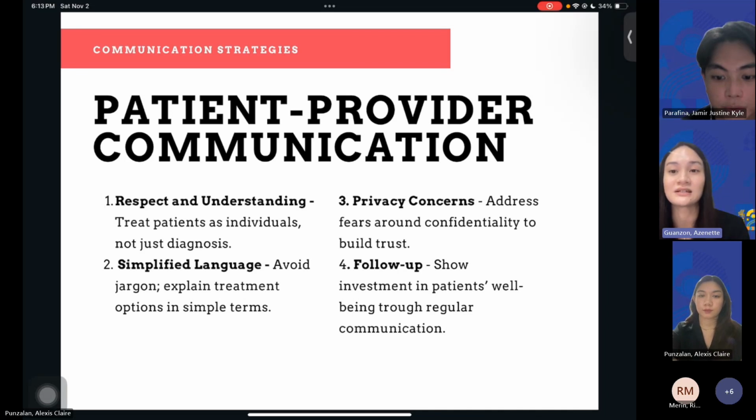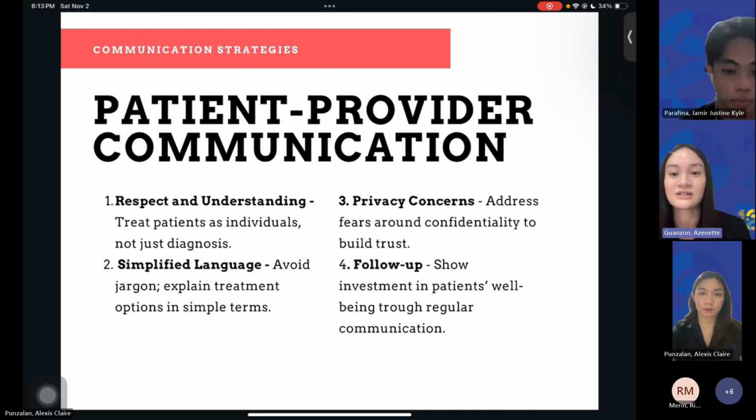Providers can establish this connection by asking open-ended questions like, how has your experience been, or what concerns do you have? This approach makes patients feel valued and heard. Another important aspect is simplifying language. Medical jargon can be overwhelming, especially for someone newly diagnosed. By explaining complex terms in simple, accessible language, providers can make sure patients fully understand their treatment options, which boosts their confidence and involvement in the process.